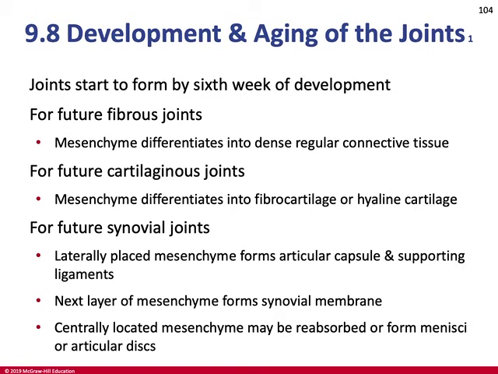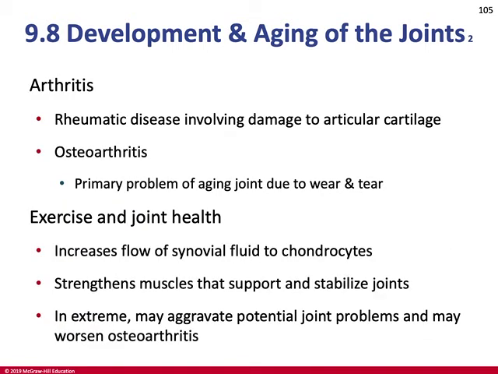Fibrous joints, mesenchyme differentiates into dense regular connective tissue during development. Cartilaginous joints, mesenchyme becomes fibro or hyaline cartilage. And for synovial joints, mesenchyme forms the articular capsule and supporting ligaments. Then mesenchyme forms synovial membrane, and then may be reabsorbed or form menisci or articular discs. And all during this time, of course, the cartilaginous model of the bone is being replaced by osseous tissue as the bones are developing, okay? With the exception, again, of the bones that undergo membranous ossification, okay?